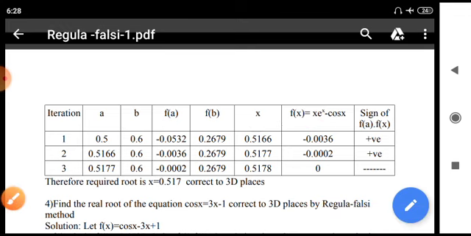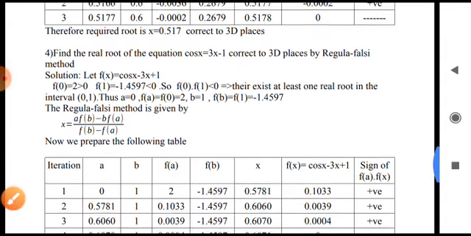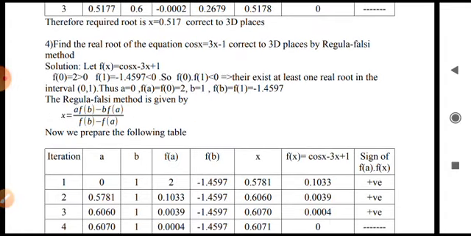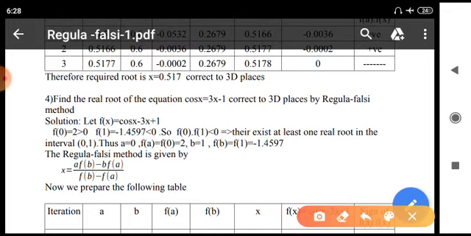So the required root correct to 3 decimal places is 0.517. Now next problem, one more problem. Find the real root of the equation cos x equal to 3x minus 1 correct to 3 decimal places by using regula falsi method.